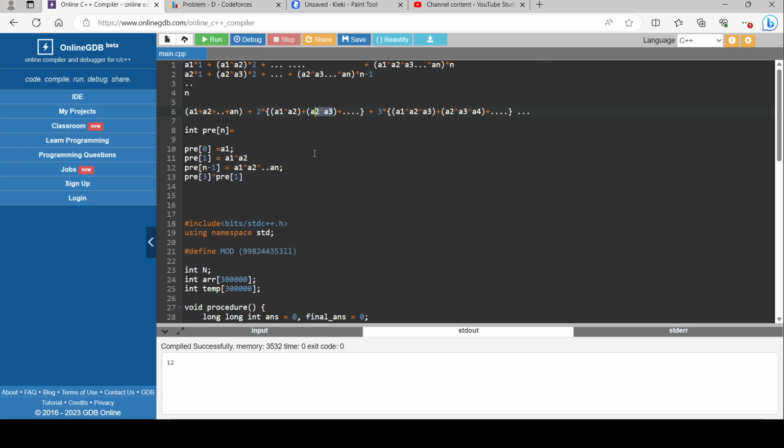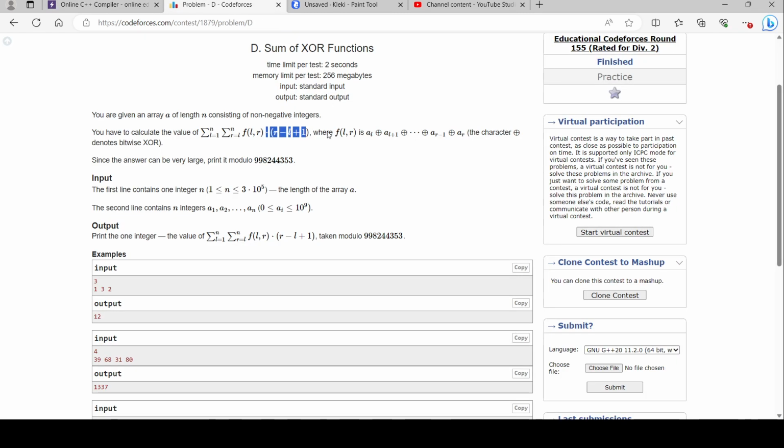So basically we have to run two loops. The first loop would be from i equal to 0 to n. The second loop would be from j equal to i to n, and we would be finding the XOR of the subarray using the prefix array, and multiplying with the factor, that is the size of this subarray, and this would give our solution. Now this solution would give you TLE, as this is an n square approach, and we need an O of n solution. As you can see, the time limit is 2 seconds, and the n value is 3 into 10 to the power 5.